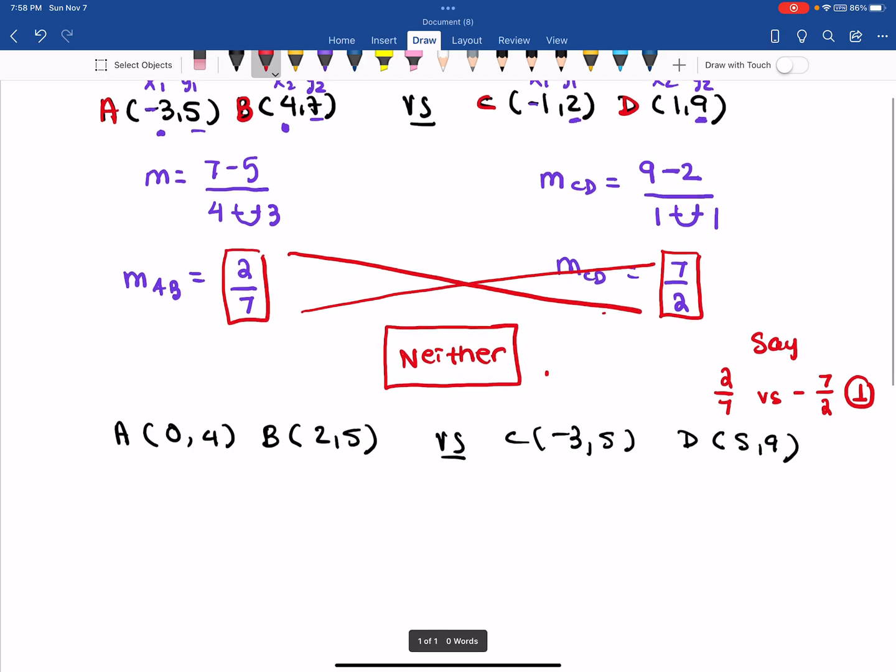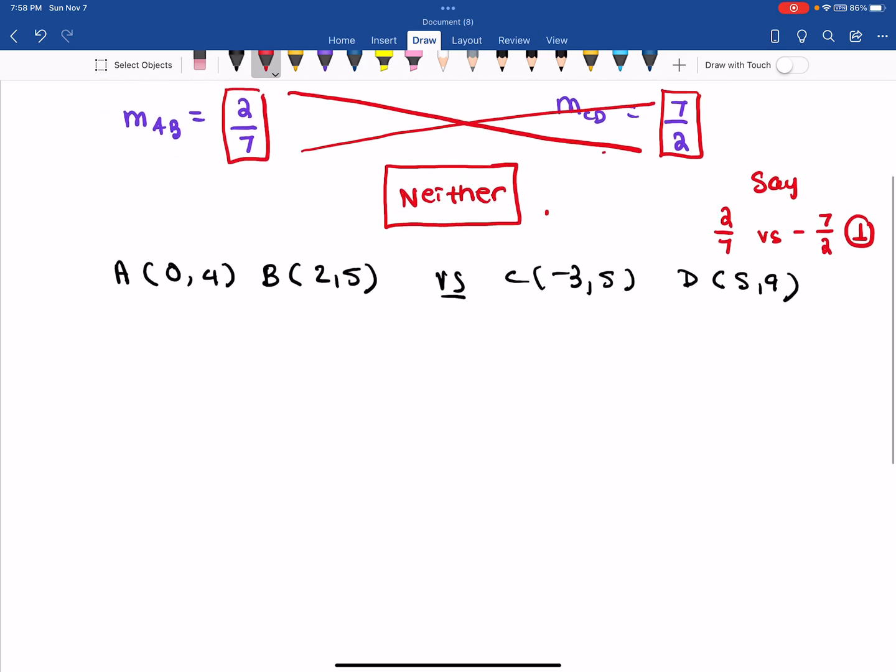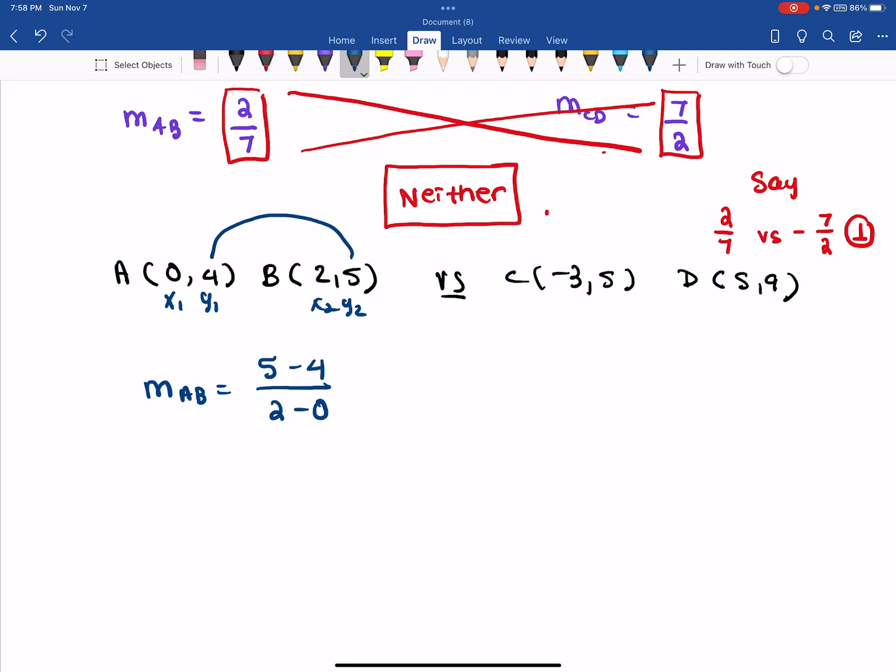All right, so let's try one more problem. And once again, it's going to be one of the 3 cases. Is it perpendicular, parallel, or no relationship? So x1, y1, x2, y2. We're going to run that slope formula, y2, y1, x2, x1. So 5 take away 4. It is always take away. 2 take away 0. It is always take away. So difference between the second, difference between the first. That will be 1 over 2, and we're just going to set it aside for now.